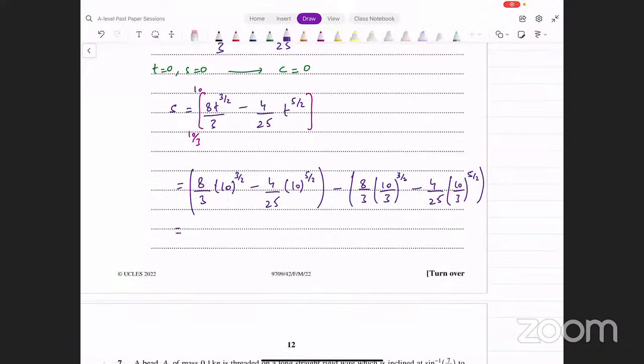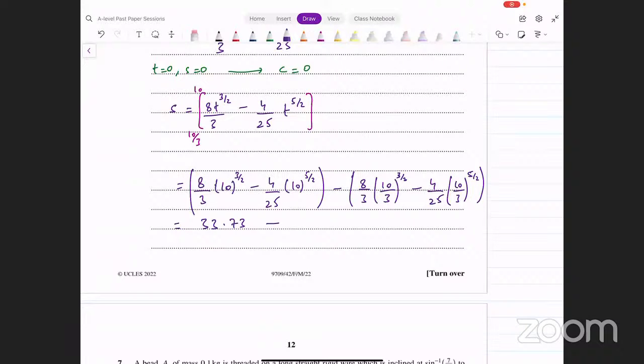ये देख लें क्या आता है आपके पास. I would recommend you evaluate one bracket at a time. That's going to reduce your careless errors. 8 divided by 3 into 10 raised to power 1.5 minus 4 divided by 25 into 10 raised to power 2.5. The first bracket is giving me 33.73. That's the first bracket. Again, at least 4 significant figures use करने हैं अभी आपने working में. Subtract from that what you get from the second bracket.